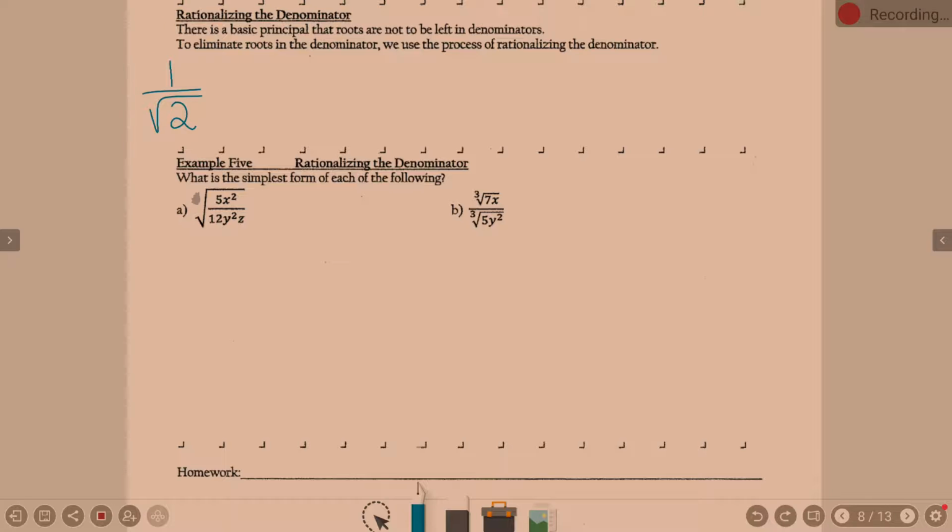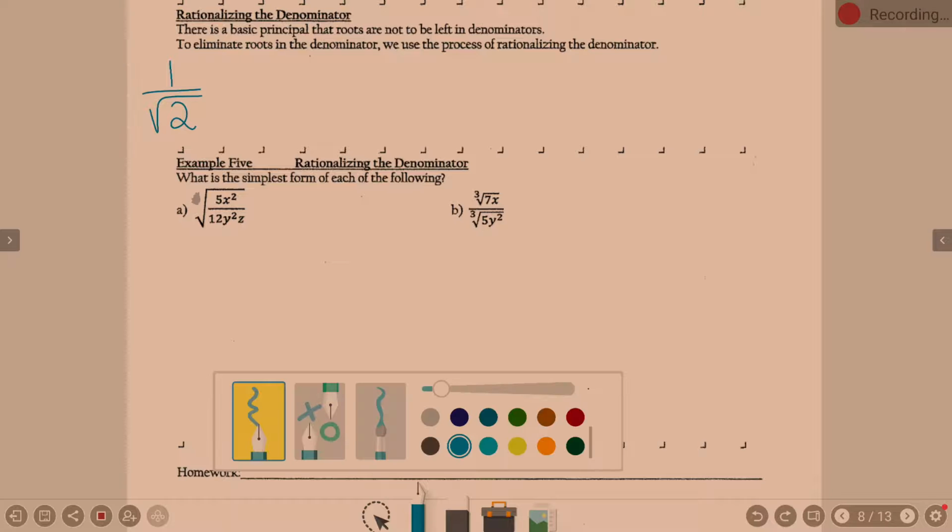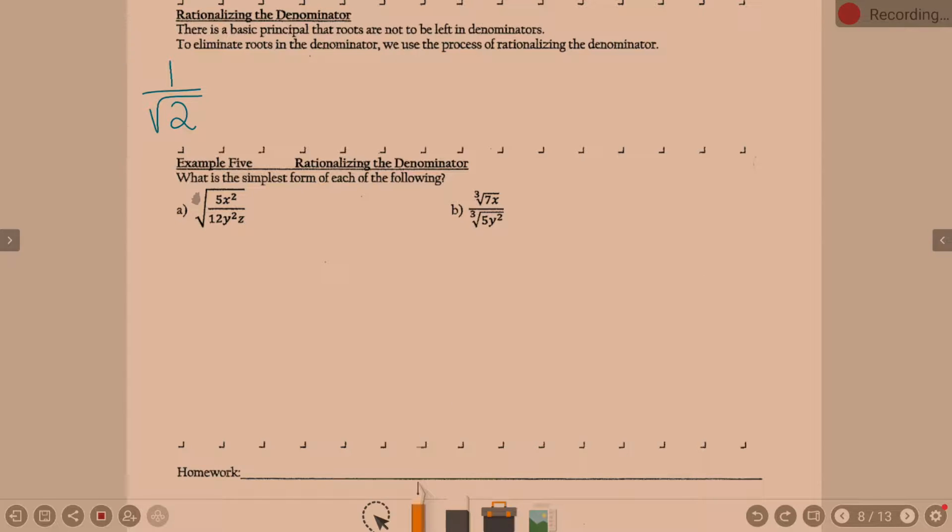So typical rationalization technique is you multiply the radical by itself. So by multiplying square root of 2 by square root of 2, we're going to make it a perfect square. Now, you guys are well trained and you know whatever I do to the denominator, I do to the numerator. So whatever I do to the bottom, I do to the top. So that means I'm also going to multiply my numerator by square root of 2.